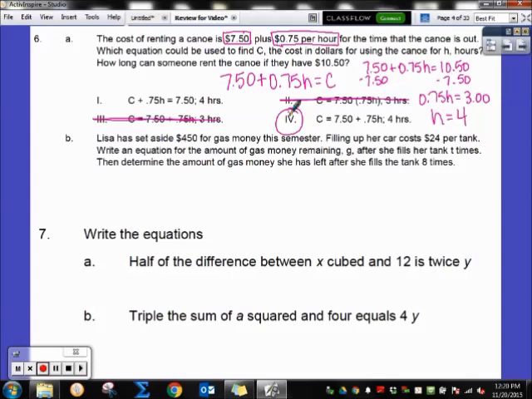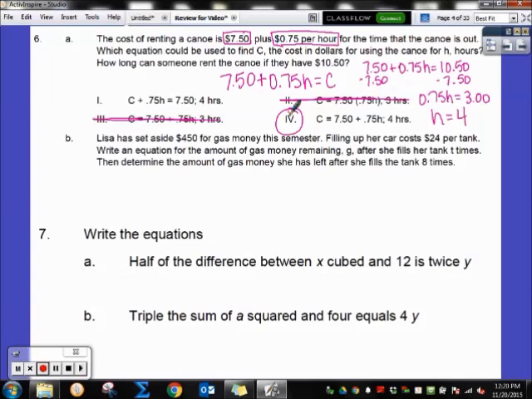Lisa set aside $450 for gas money this semester. Filling up her car costs $24 per tank. Write an equation for the amount of gas money remaining, G, after she fills her tank T times. Then determine the amount of gas money she has left after she fills the tank 8 times.